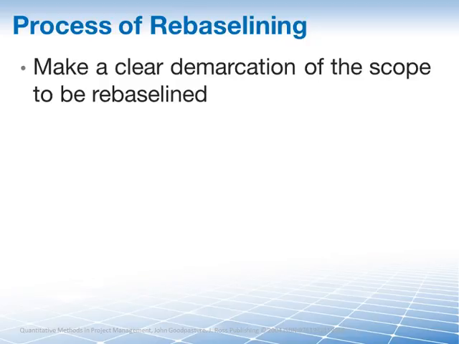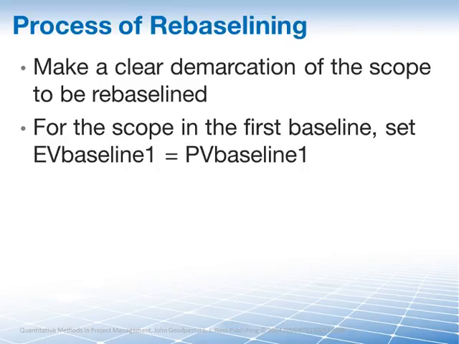For the scope in the first baseline, your original baseline said the earned value baseline 1 equals planned value baseline 1. All unearned planned value goes to the second baseline and applies to the scope moved to the second baseline. Note that the setting of the planned value equal to the earned value at the end of the PMB1 resets the schedule and value variance, which is now 0. The cost variance remains unchanged in PMB1 and for the project as a whole.